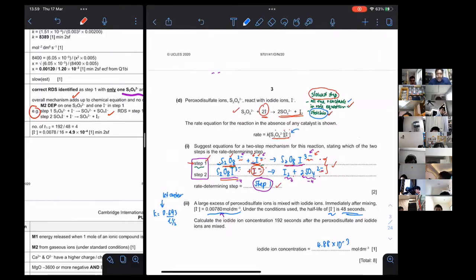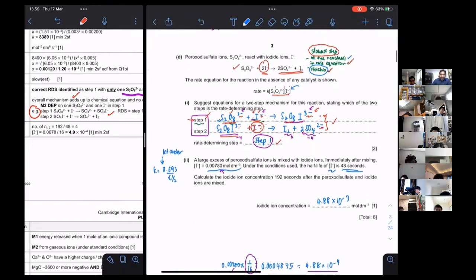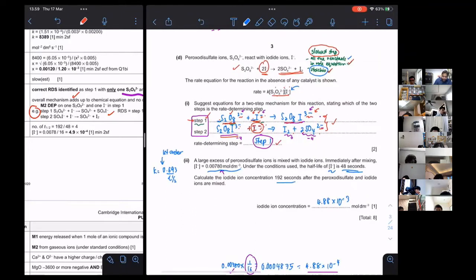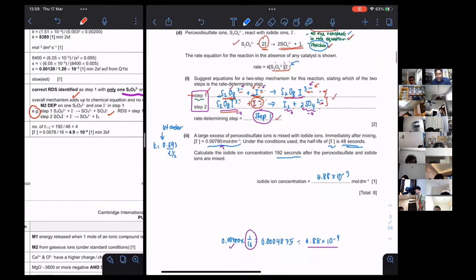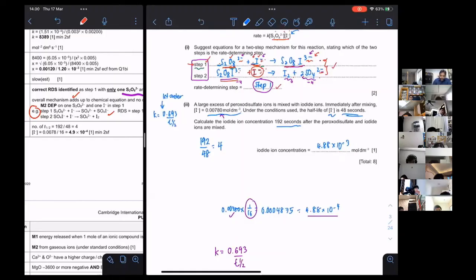Now they ask you to calculate after 192 seconds. So first, you find out how many half-lives that is. It's going to be 192 divided by 48. So you will get 4, if you calculate. Now, if you are good in maths, then it's going to be easier. But if you're not good, you can still draw and find out.